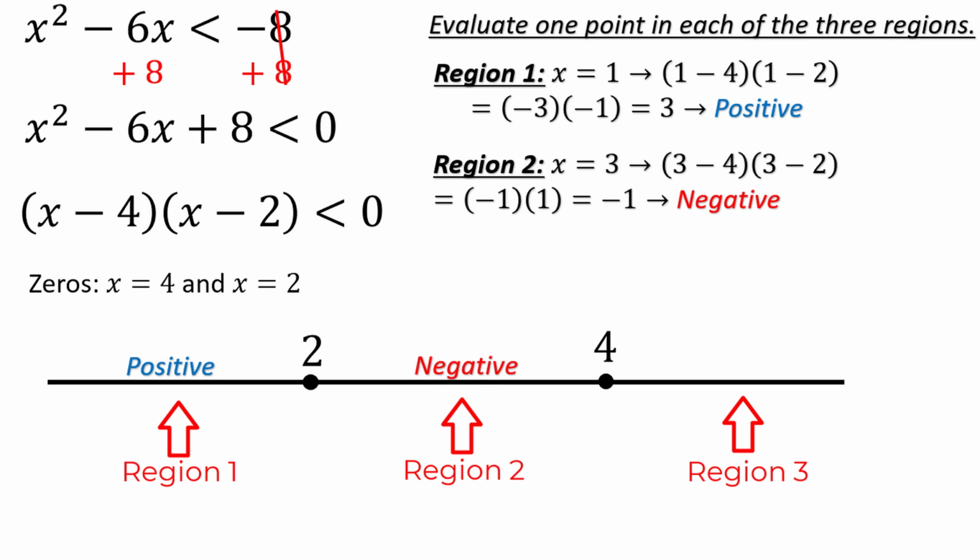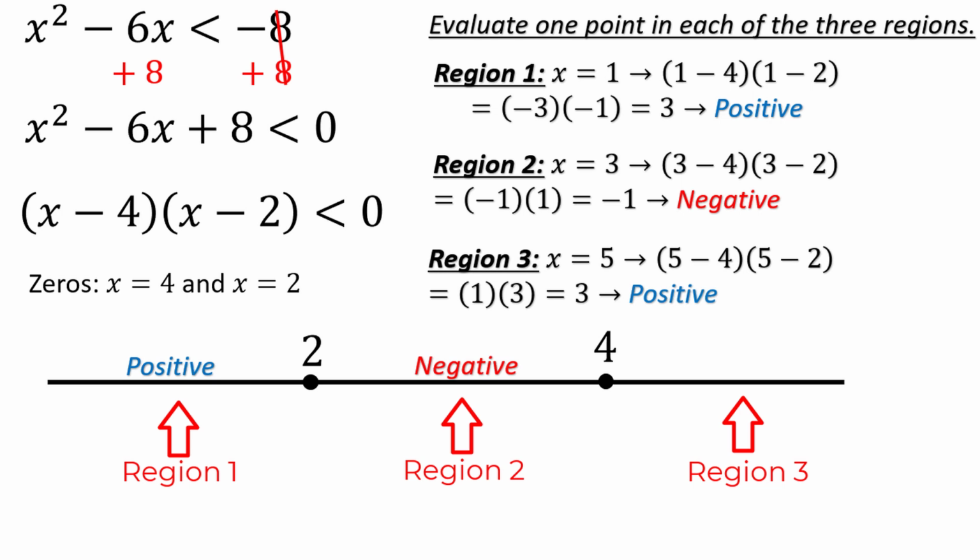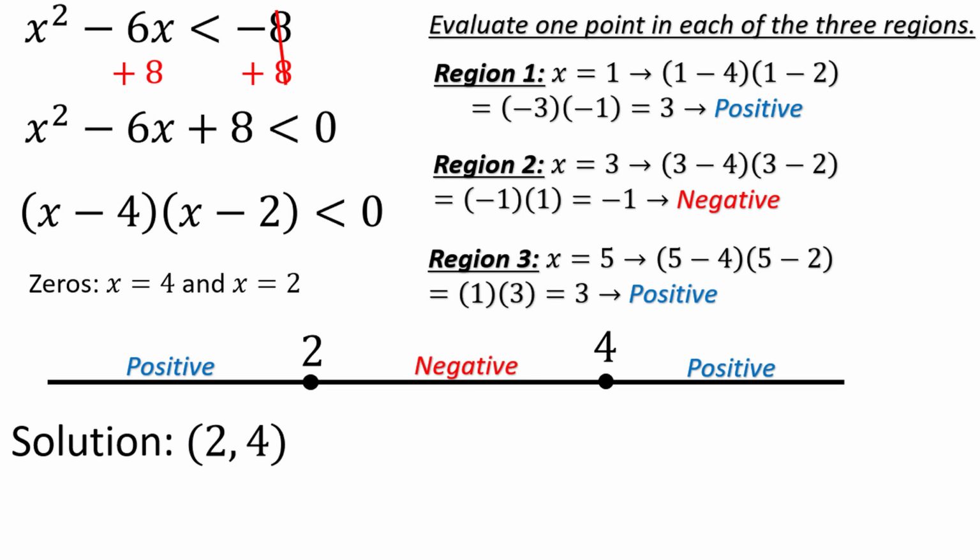How about larger than 4, such as 5? We have 5 minus 4 times 5 minus 2, which is 1 times 3, or 3, a positive number. Any value greater than 4 for x will result in a positive value for y. So there is only one region on the graph where we are less than 0, and that is between 2 and 4. So our solution is the interval from 2 to 4, and we use parentheses to represent that we don't include the values 2 or 4, due to the less than sign.